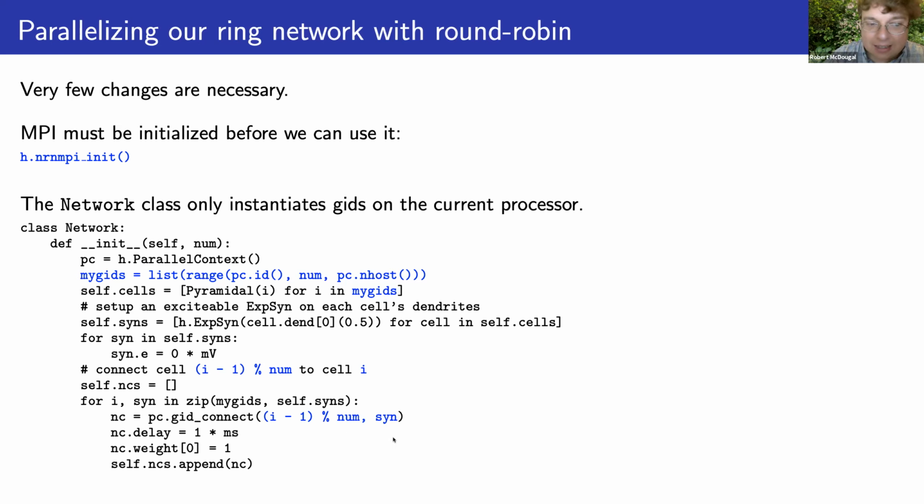So I minus 1 mod num is going to send to our synaptic object. And this again has to go on the postsynaptic side, because otherwise there is no synaptic object to go to. So I minus 1 is going to go to the I-th cell synapse. But otherwise, the network stays exactly the same. So very, very minimal changes to our network class were necessary to go from the serial to the parallel version based on what we had just put together.